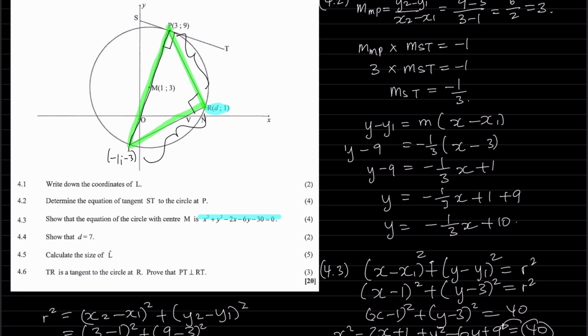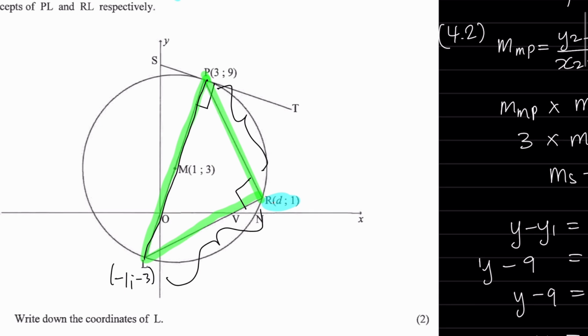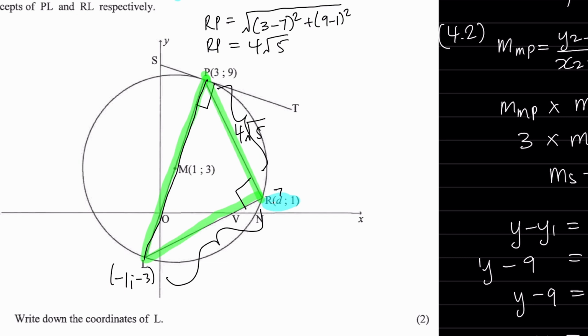Okay, so we're going to do RP and then we'll do RL. We can do this right here, just so it's easier for us to follow. The length of RP is going to equal the square root of (3 minus 7) all squared, D was 7, plus (9 minus 1) all squared. Now if we put that in our calculator, RP is equal to the square root of (3 minus 7) all squared plus 8 squared. That's 4 square root 5. So the length of this line is 4 square root 5.